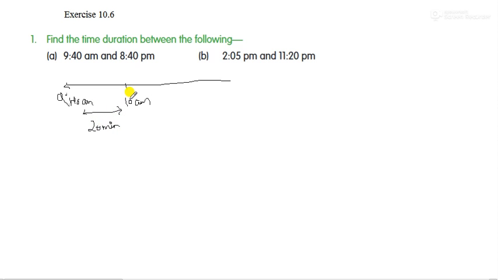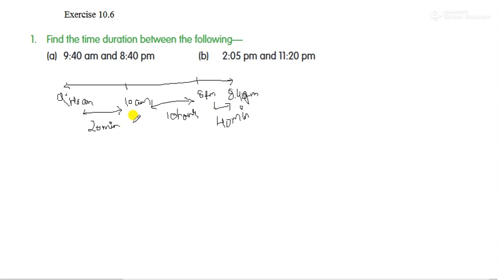Now 10 a.m. to 8 p.m., how many difference is that? Here the difference is in hours. So 10 to 11, 11 to 12, 12 to 1, 1 to 2, 2 to 3, 3 to 4, 4 to 5, 5 to 6, 6 to 7, 7 to 8. So it's a 10 hours difference. Now 8 to 8:40 p.m. difference is 40 minutes.